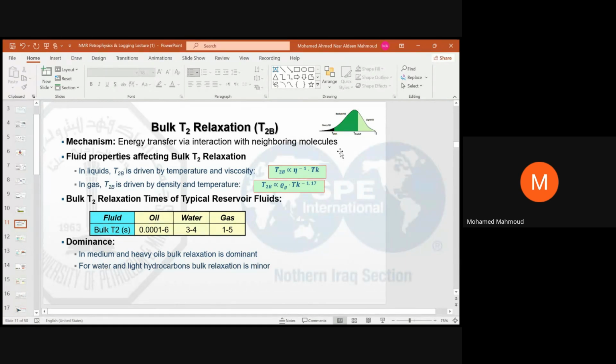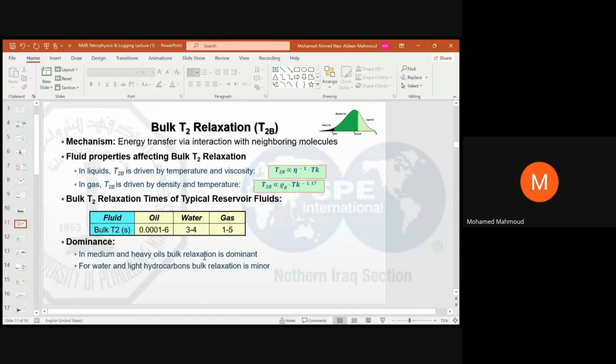This is why we can use NMR if you have a bulk solution, for example, in a bottle, and you expose it to the NMR measurements, what we will get is what we call a T2 bulk. Because there is no rock sample in the solution, we are only talking about fluid. So this will give us information about the viscosity. For example, for water, the T2 bulk is like 3 to 4. For gas, it is 1 to 5. For oil, it could be very small to very high. So it depends on the viscosity of the fluid and the pressure as well and temperature.